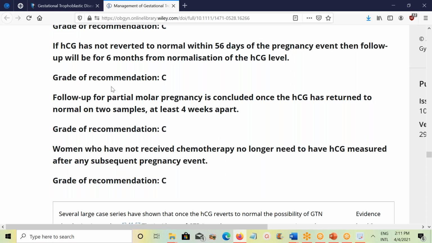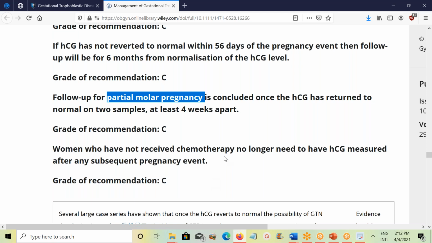That is the point. Then in cases of partial molar pregnancy, it is concluded once the HCG has returned to normal on 2 samples which have been taken 4 weeks apart. Partial molar pregnancy, once a sample became normal, then we should take 2 samples. Let's say it became normal on March 4 and today is April 4. So today again we will repeat the level, and then after that we will say that she is fine now. She can be discharged safely.